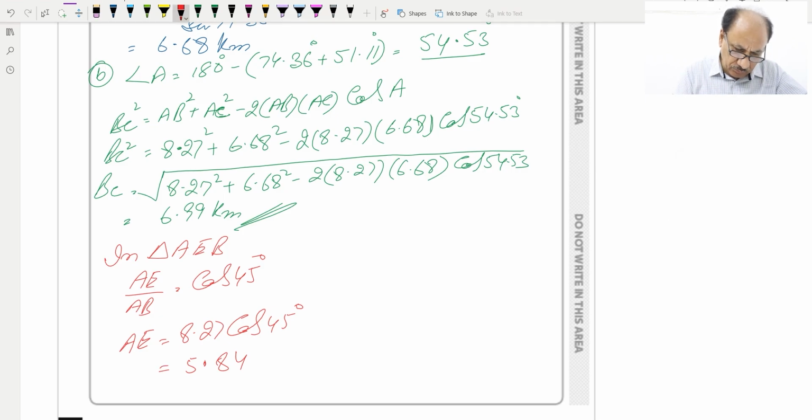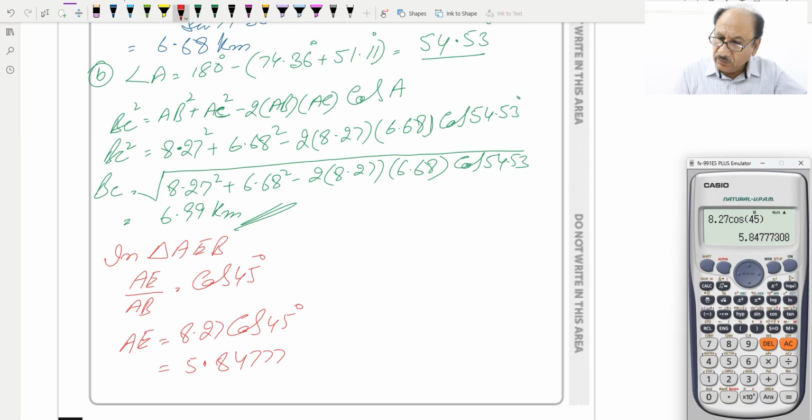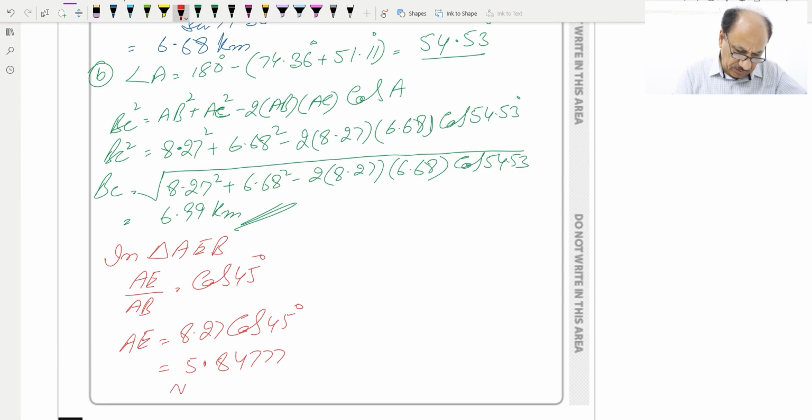So what we will do, we can write here 777, and then we can write up to three significant figures, 5.85. This will be in kilometers, and this is the answer for C part. We have done C part also.